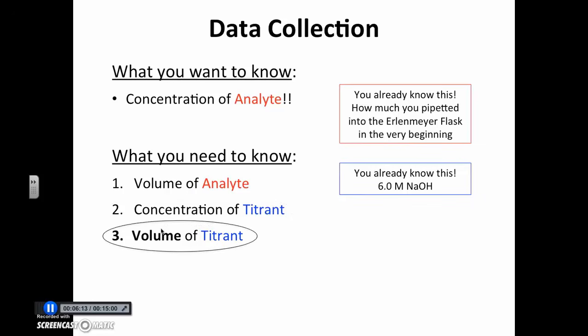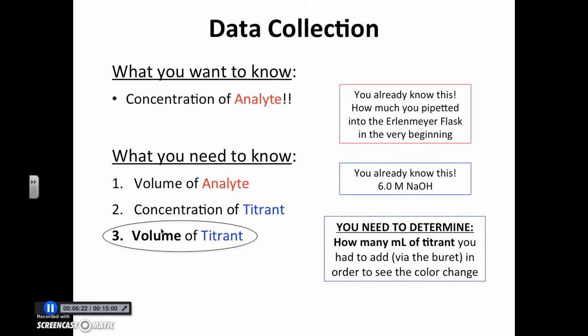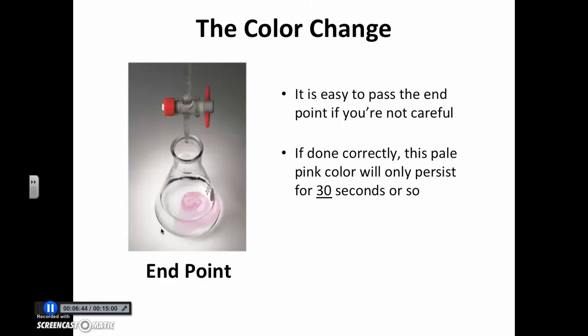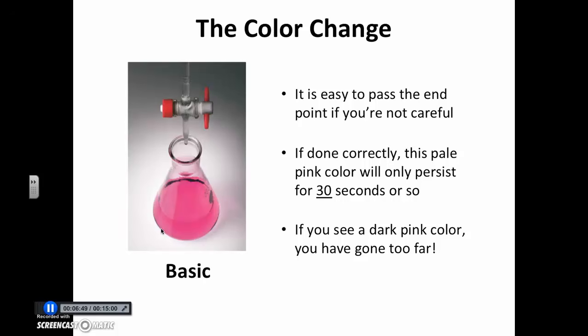Lastly, you need to know the volume of the titrant. And this is the one that you have to carefully take down as you're performing your titration. Basically, you need to determine how many mL of titrant you had to add via the burette in order to see the color change. This is your volume of titrant. Okay, let's revisit the color change one more time because this is the most important part of a titration. It's very easy to pass the endpoint if you're not careful. If done correctly, the pale pink color will only persist for 30 seconds or so, and if you see a dark pink color, you've gone too far.